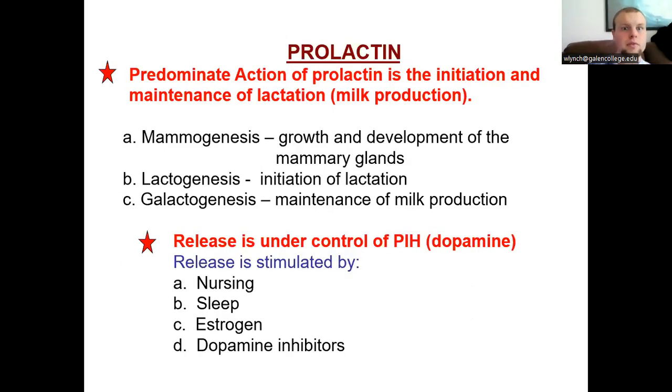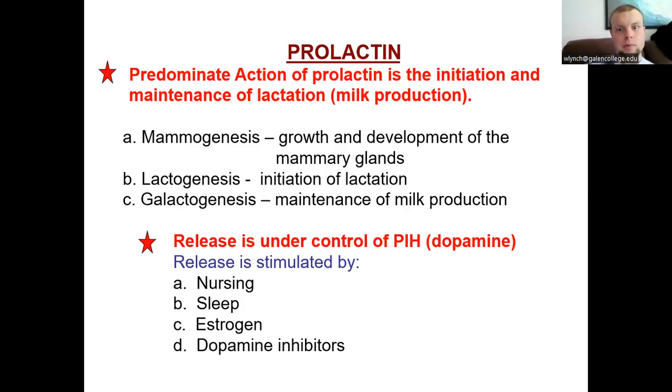All right, first hormone of note here is prolactin. The action of prolactin is to initiate and maintain lactation, which is milk production. We have mammogenesis, which is a prolactin action. This is causing growth and development of the mammary glands. We have lactogenesis, which is the initiation of lactation. And we have galactogenesis, which is the maintenance of milk production.